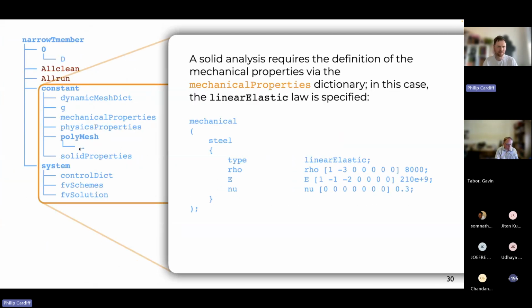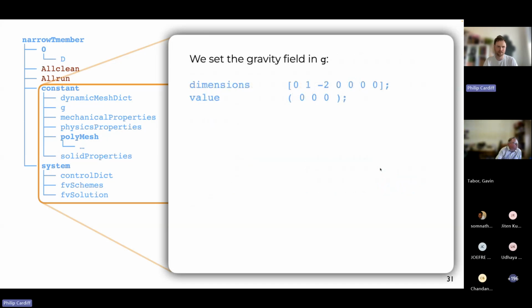Then for solids, you'll have mechanicalProperties, and there are various different laws. Linear elastic is the most basic: you give a stiffness, Young's modulus, and a Poisson's ratio that governs how much the material contracts in the transverse direction. And then things like gravity and other settings like that.